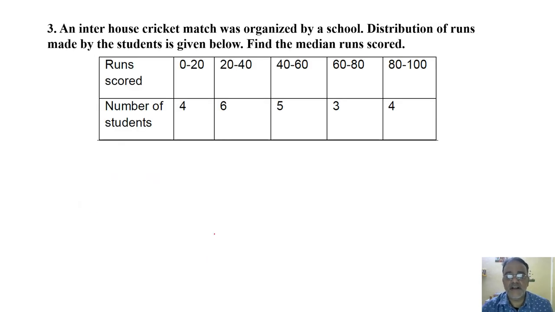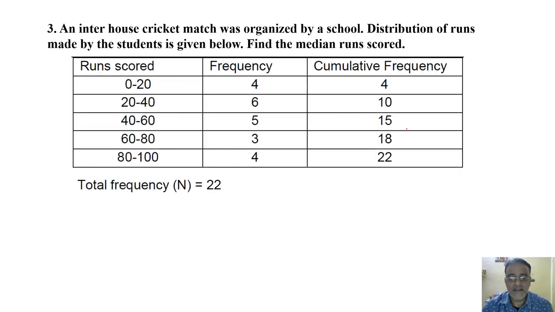Now the third question. An inter-house cricket match was organized by a school. The distribution of runs made by the students is given below. We need to find the median runs scored. So for median, we need to find the cumulative frequency. So what will the CF be? Look: 4, then 10, 15, 18, 22. Right. So the total frequency is 22, right? So 22 by 2, that is n by 2, is 11. So we take the nearest cumulative frequency smaller than 11.